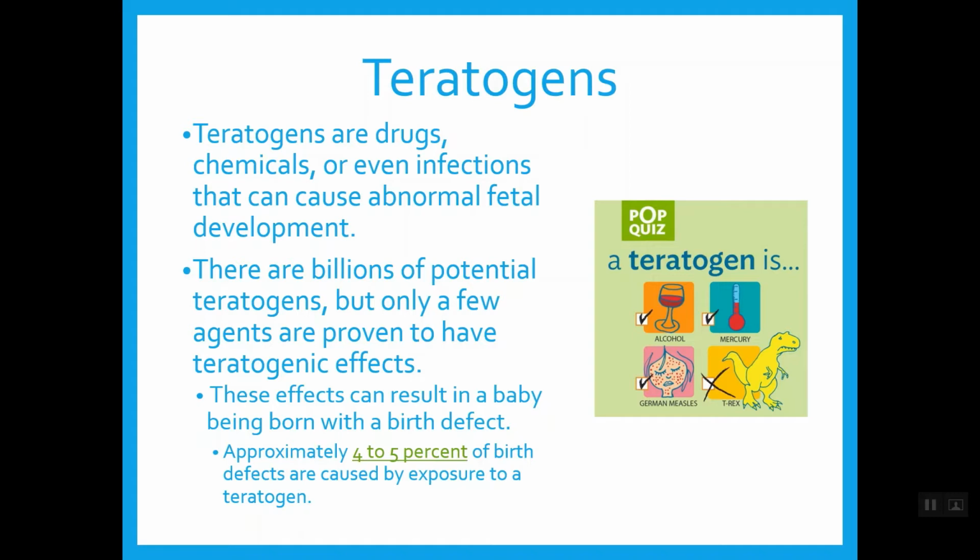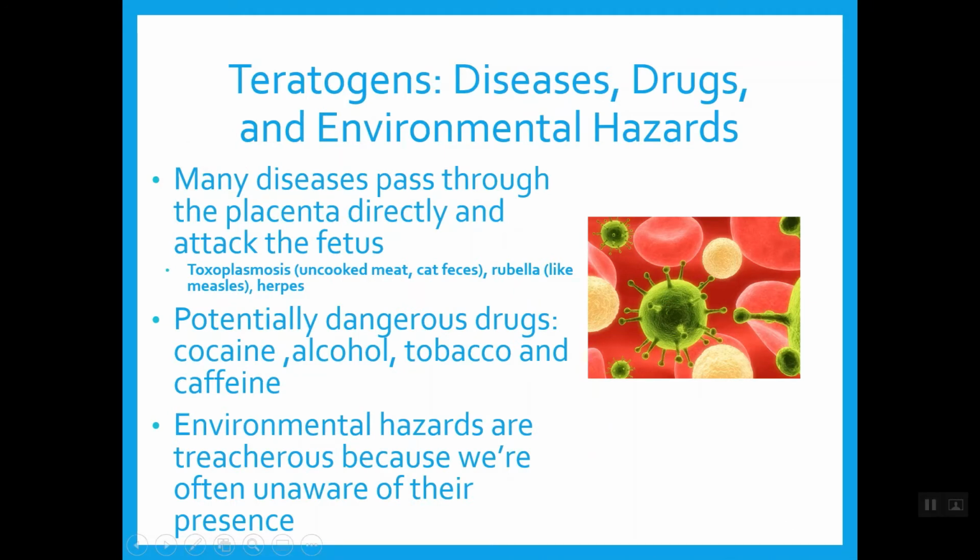So something on the outside, an environmental potentially impact on the mother's health that then impacts the baby. Okay, so diseases, drugs, and environmental hazards would be considered teratogens. So again, thinking about that placenta, diseases can pass directly through the placenta to the fetus. So if a female that is pregnant is exposed to a disease or gets sick, that is going to directly have an impact on her fetus as well. Okay, so there are a few different examples. Toxoplasmosis, so you can get that by consuming uncooked meat or being exposed to cat feces. And then there's rubella, which is like measles, and herpes. So those would all have a negative impact on the fetus if the mother had those things.